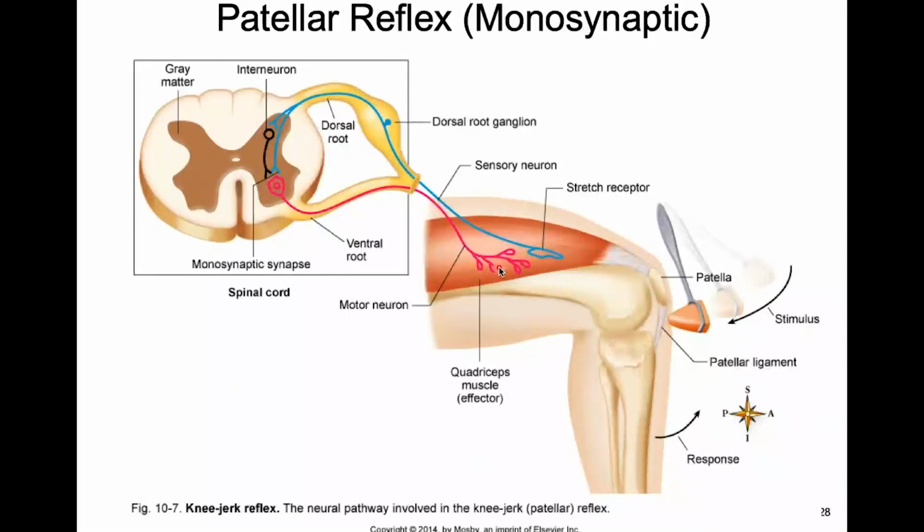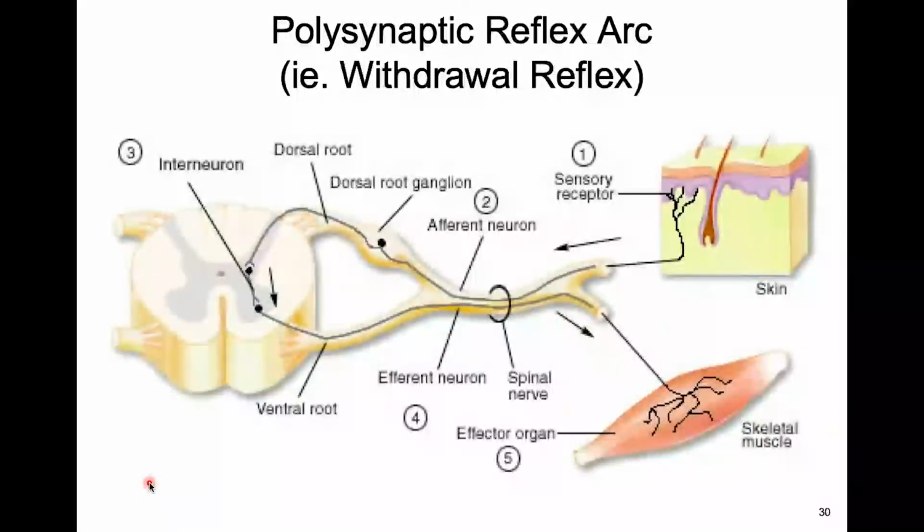All right, and the reason that we have these primitive deep tendon reflexes is actually a protective mechanism, because if we were to overstretch the quad, then that reflex causes contraction of the quad to try to protect it from just passively tearing. Now with the polysynaptic reflex, for example, the withdrawal reflex, this is where you put your hand on a hot stove. That sensory receptor is going to send again that afferent information, right? It's going to be arriving at the central nervous system here through the dorsal root.